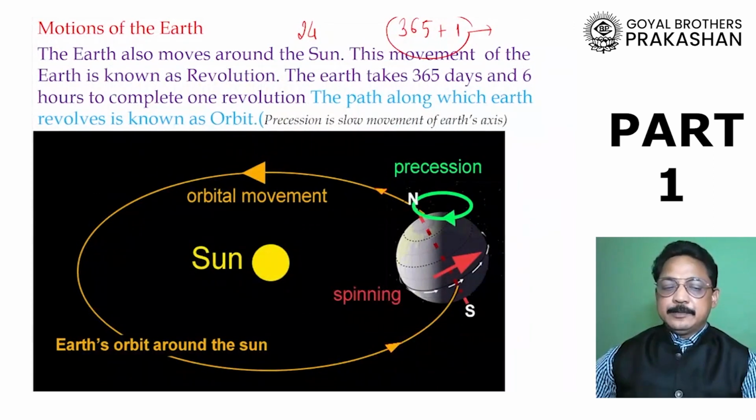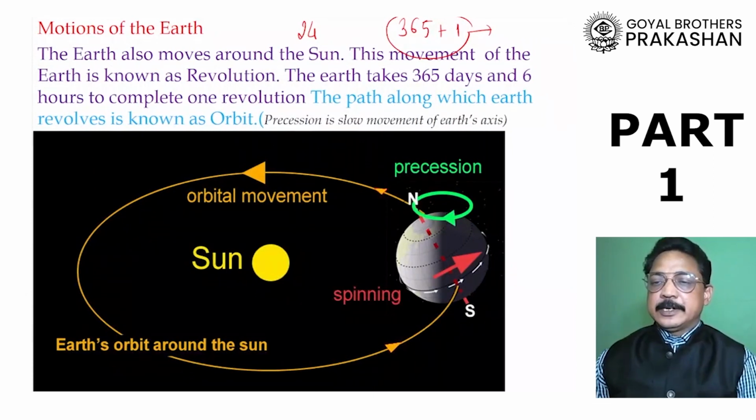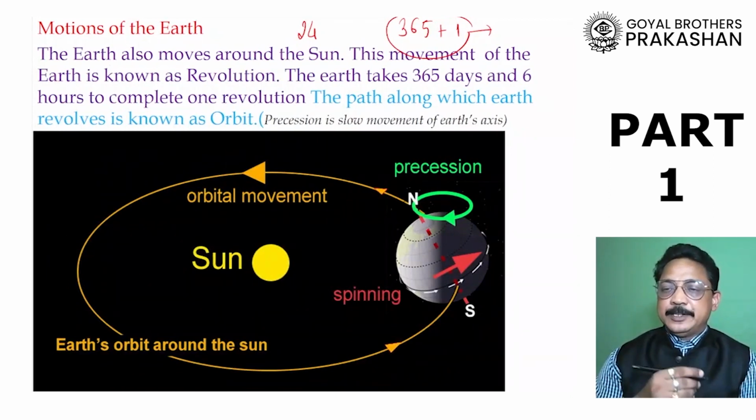So in this way, we get to know how sometimes we write down the time of 365 days for one complete revolution, while sometimes we write down 366. Now you know the reason.